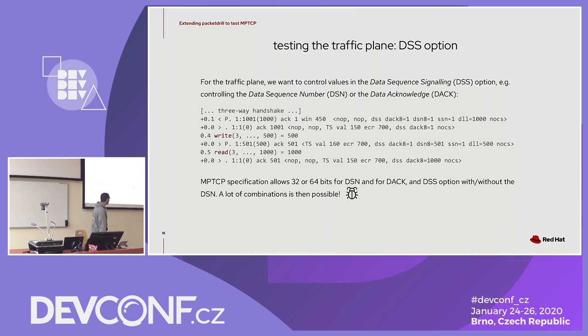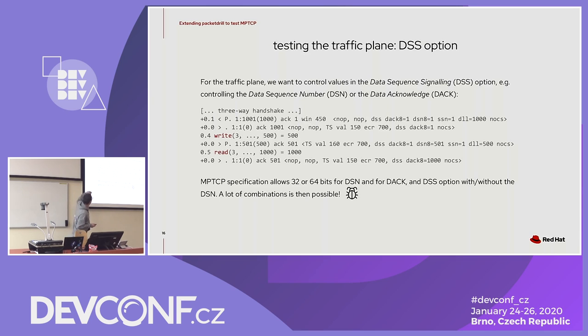Okay, the DSS option. As you probably know, the DSS option controls the traffic plane. So it controls the mapping of data between the TCP level and the MPTCP level. Doing a test, we want to control if the data sequence signaling is correct. And so, this is an example of testing the DSS option.